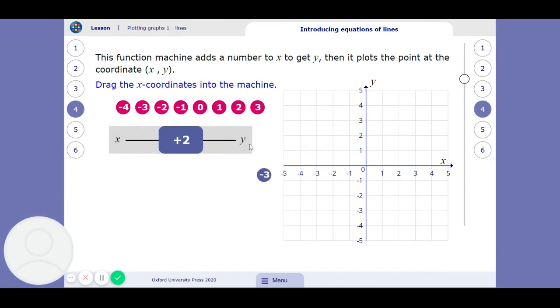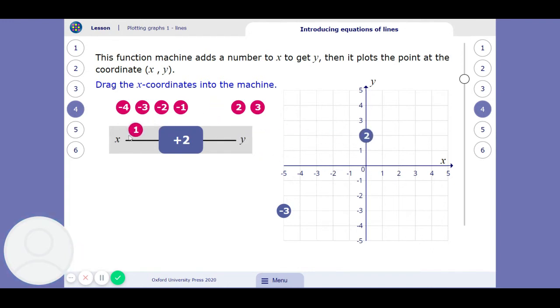Okay, so it started with -5, and then it added 2 to get to minus 3. I was going to say let's start with an easier number to work with. So if I drag a 0 in, add 2, you're going to get 2. 0 across and 2 up, there's my point.